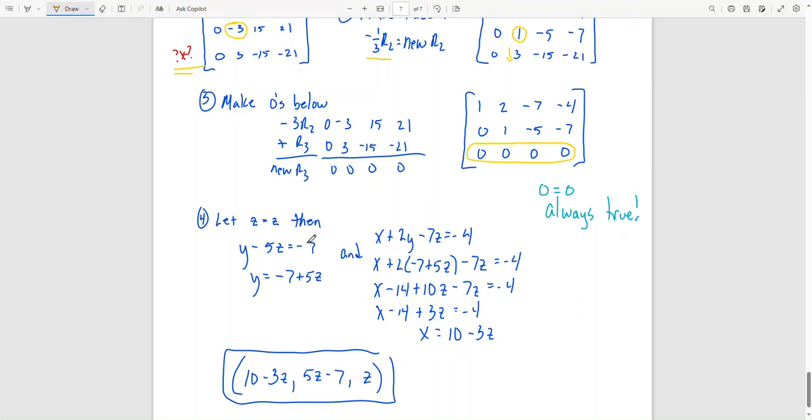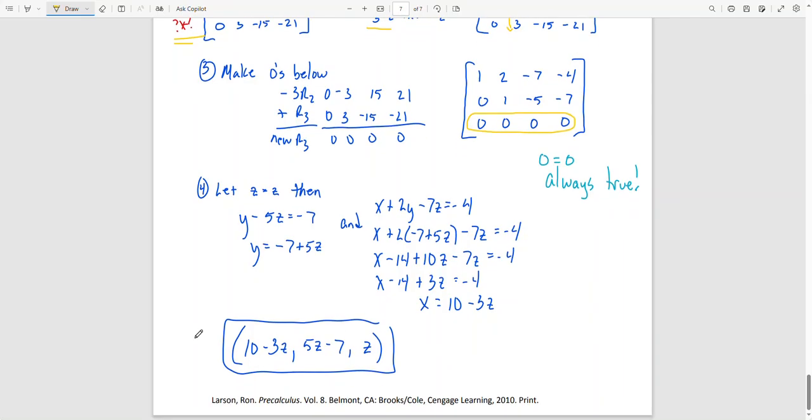Y minus 5z equals negative 7. Add 5z to both sides. And then we can use the solutions for y and z to solve for x. Exactly the same problems that we had in 7.3. Slightly different approach, but you can see at every step along the way that it's exactly the same thing.